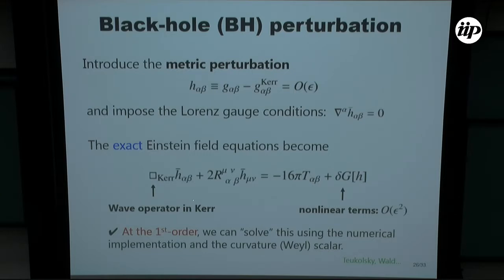But unlike post-Newtonian theory, here we are starting from Kerr spacetime, so we have the curvature created by the background Kerr. Also, this wave operator is no longer defined on flat spacetime but on Kerr. The right-hand side, T alpha beta, is the energy-momentum tensor created by the particle motion, plus delta G, describing all the nonlinearity from the original Einstein equation.